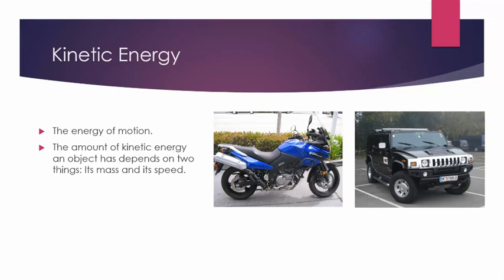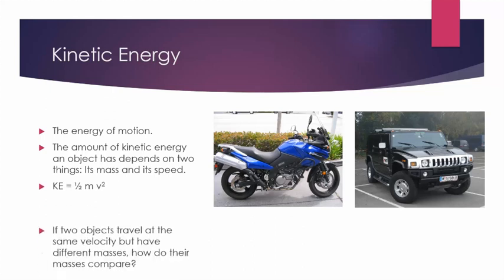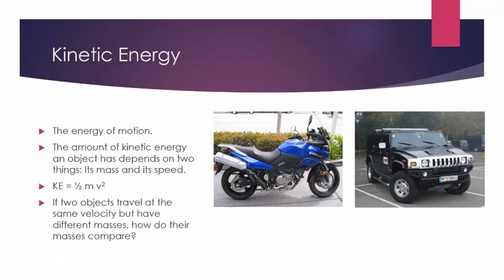So if these two objects were moving at the same speed, realistically they'd still have different amounts of energy because they have different masses. And intuitively you probably realize that. If you're in a larger car, an SUV, you probably have more kinetic energy even though you're going the same speed limit as a much smaller car. Kinetic energy is going to be 1/2 mass times velocity squared.